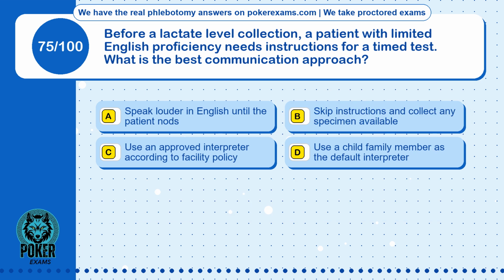Question 75. Before a lactate level collection, a patient with limited English proficiency needs instructions for a time test. What is the best communication approach? Option A, speak louder in English until the patient nods. Option B, skip instructions and collect any specimen available. Option C, use an approved interpreter according to facility policy. Option D, use a child family member as the default interpreter.